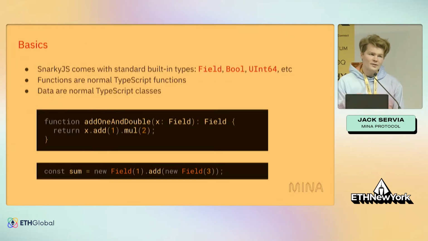And then in addition to this, on top of this field type, we've implemented some of the other types that you might like: Booleans, unsigned integers. Actually, we have signed integers. And we have something called circuit value, which you can use to describe even more specific data types that you might want. Functions are just normal TypeScript functions. We use a decorator in order to tell SnarkyJS that, hey, this is something that's going to be called by a user. And data are also normal TypeScript classes.